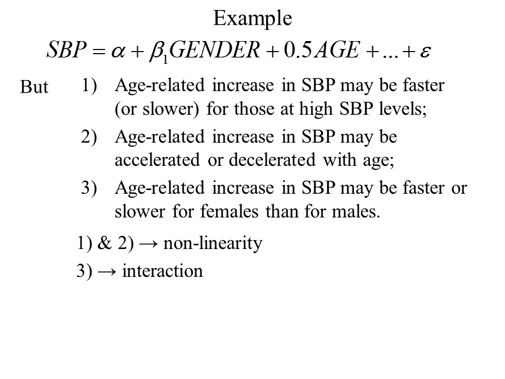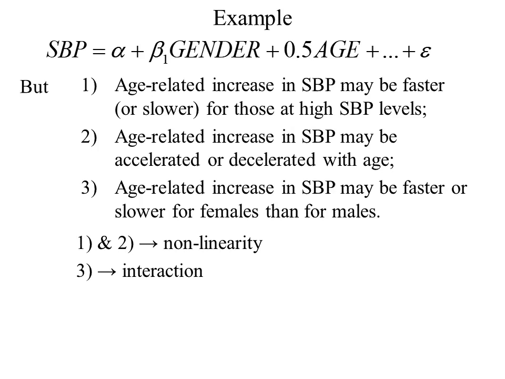First, for example, suppose that among people who have normal systolic blood pressure, their blood pressure increases at the pace of 0.5 per year of age, but among people who have high systolic blood pressure, their blood pressure increases at the pace of 0.7 per year of age. If so, the age-related increase in systolic blood pressure may be faster for those at higher systolic blood pressure levels.